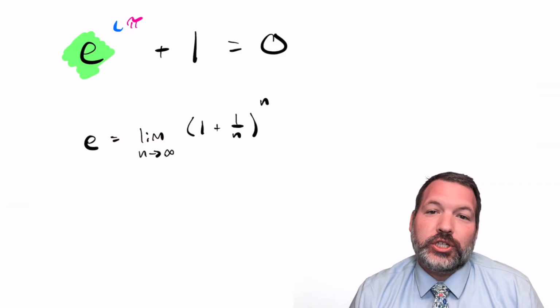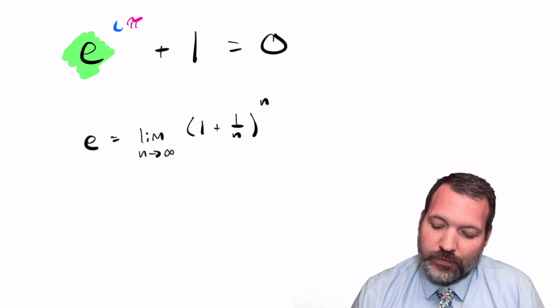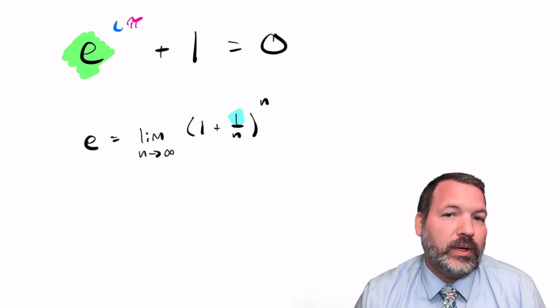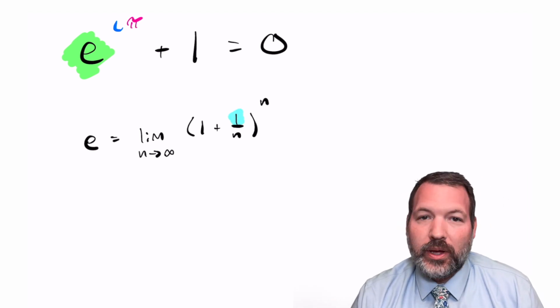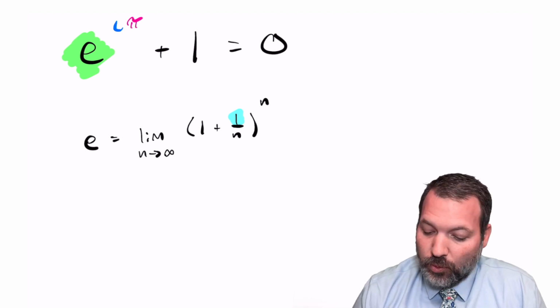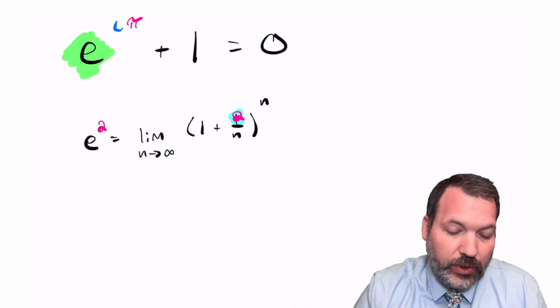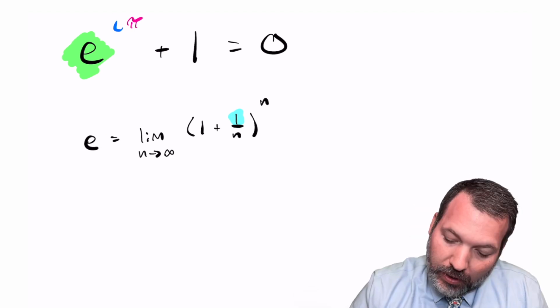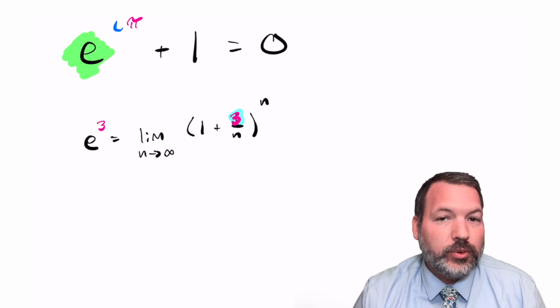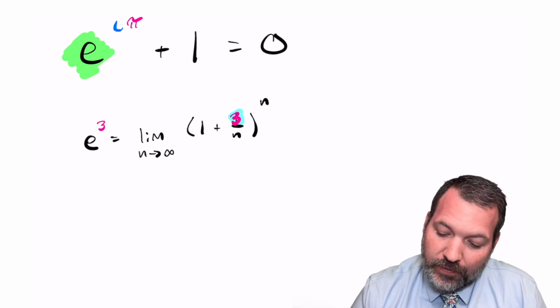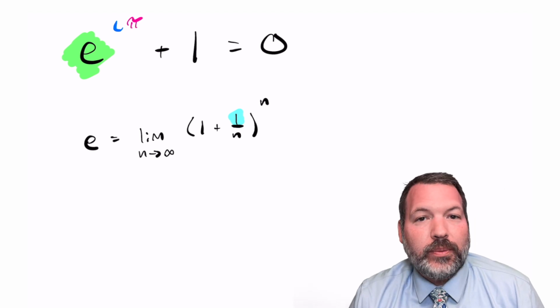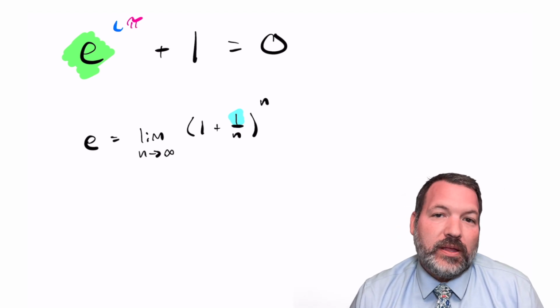There are even more general things we can do with this definition. For example, it doesn't just have to be 1 plus the reciprocal of the number that we're letting grow toward infinity. It could be 1 plus 2 over n, and that would end up giving us e to the second. It could be 1 plus 3 over n, which would end up giving us e to the third. So in fact, in general, whatever number is above n is the power of e that we're interested in.